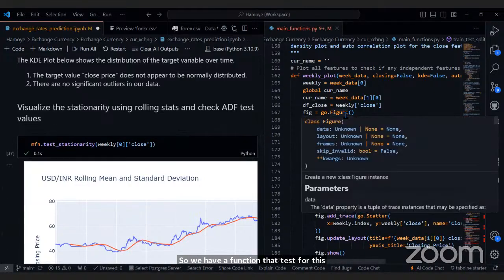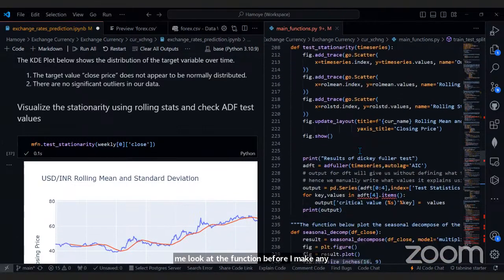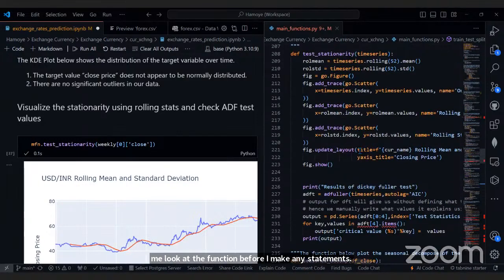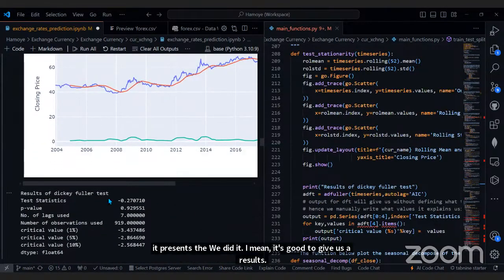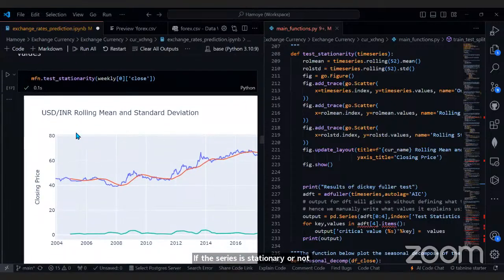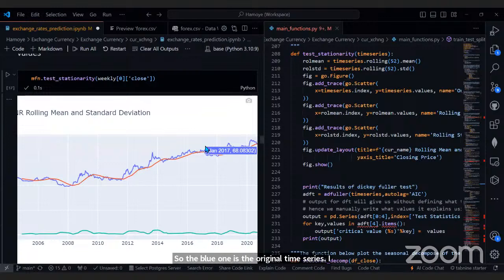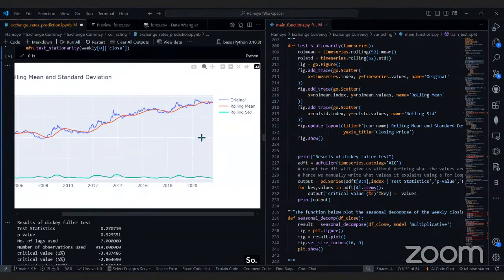Let me look at the function before I make any statements. Yeah, it's going to give us a result, the Dickey-Fuller test. This is the result, and it is from this result that we are going to know if the series is stationary or not. But then again, this is actually the plot. So the blue one is the original time series.